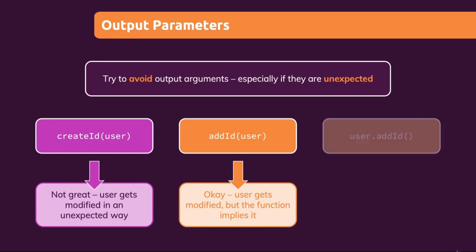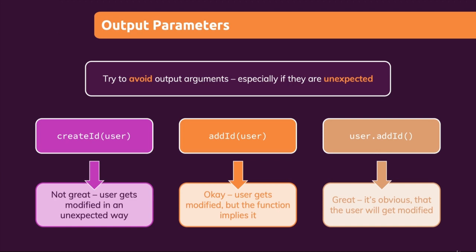Now, an even cleaner solution, by the way, might be to use an object-oriented approach where you have a user object on which you call addID without any arguments. Then this would be very obvious that this probably edits the existing user, and here it would therefore not be unexpected. After all, here we don't even have a parameter, so we definitely also don't have an output parameter here, because there is no parameter at all. So this function is totally understandable and doesn't do any strange things.